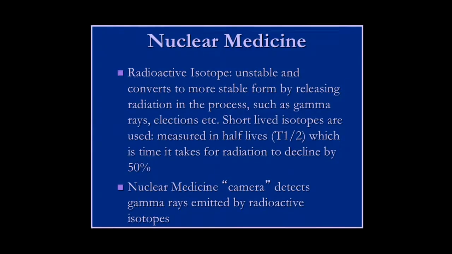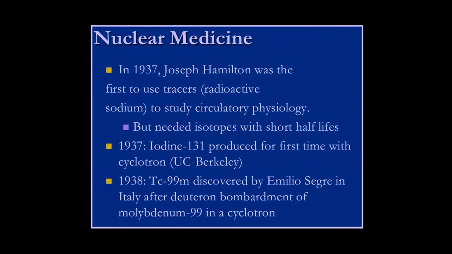So we use these cameras now to detect gamma rays emitted from something I inject into you. CT, MRI machines are outside of you, sending stuff through you, whereas I'm looking at what comes out of you. Again, a young field, Joseph Hamilton in 1937 used tracers, but needed a short-lived isotope. I-131 is actually not that short, 8 days.